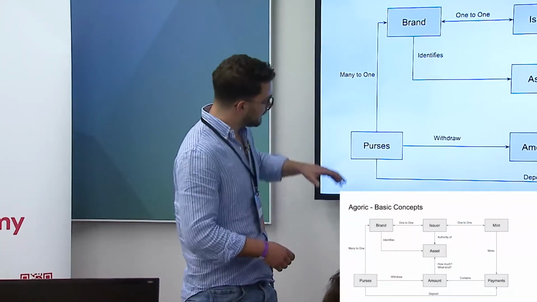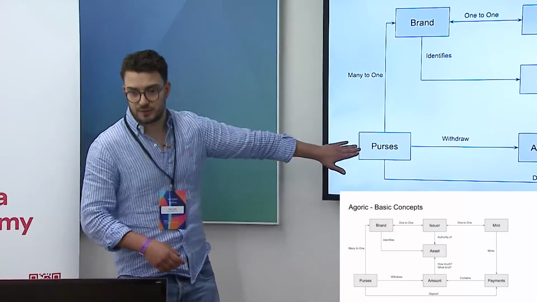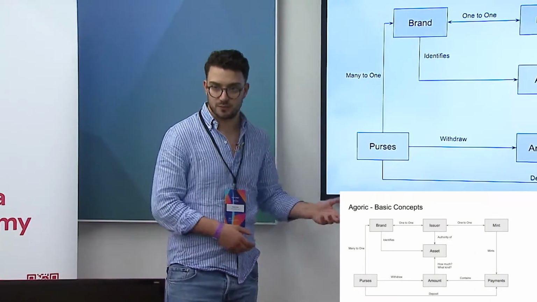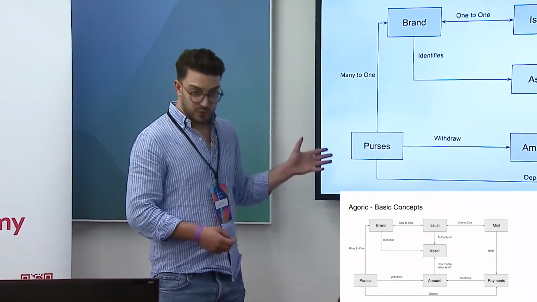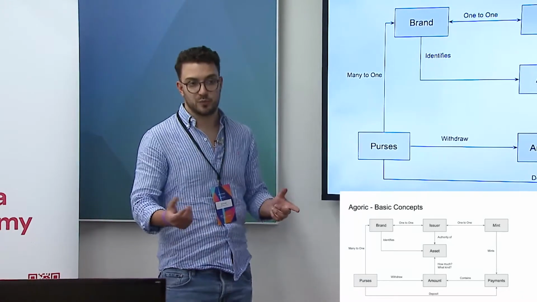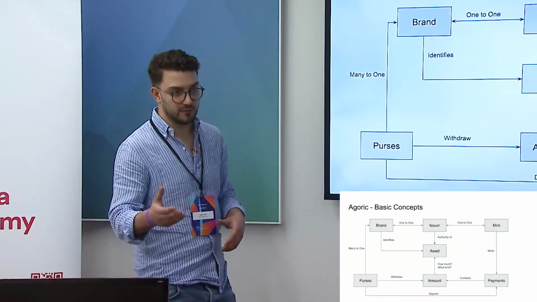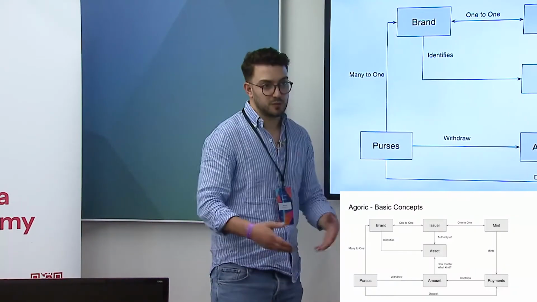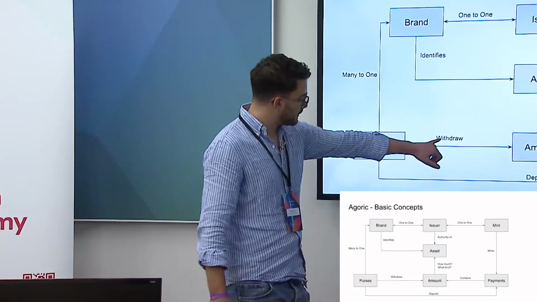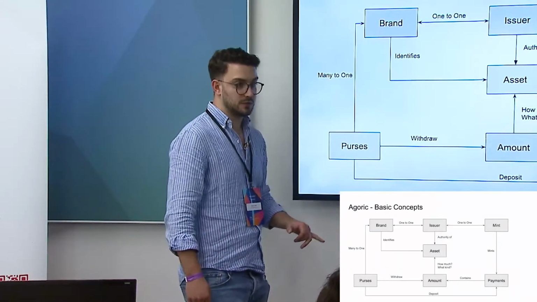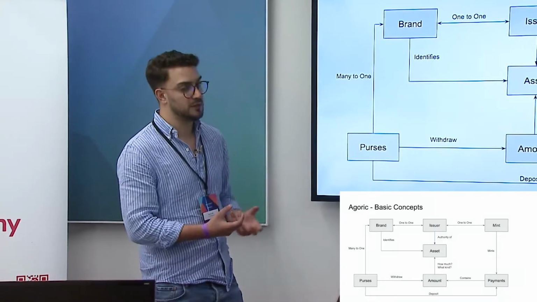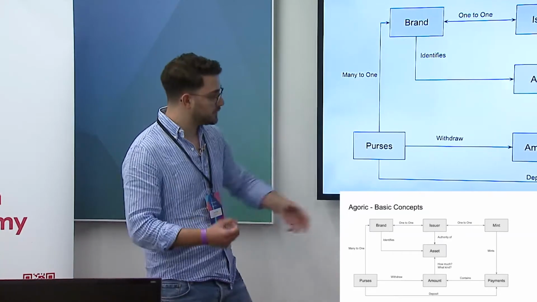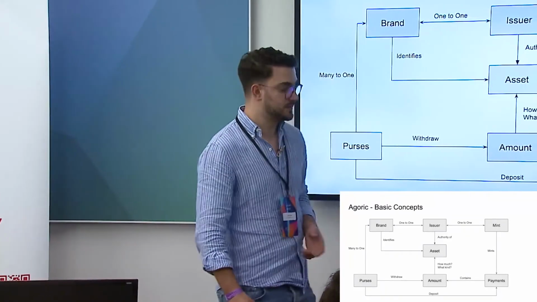And then there are the purses. In Agoric's wallet, you will have multiple purses, as you will be able to see. A purse can only be of one brand, but you can have multiple purses of the same brand if you wish. And of course, in the purses, you deposit the payments. The withdrawals actually are withdrawals of amounts and not payments, right? So you take a payment and you deposit it into the purse. But if you want to take a certain amount, you use this entity, not the payment itself.